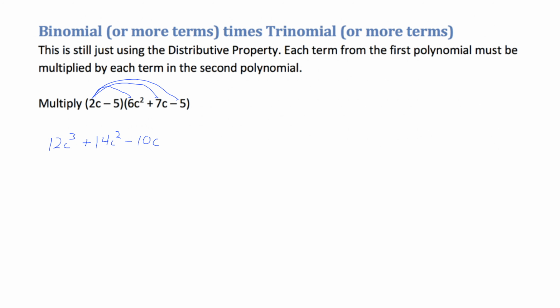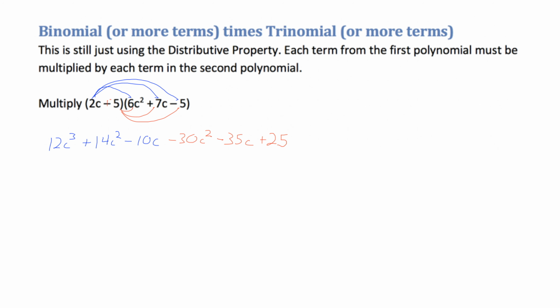10c. Now we have to take this second term and multiply it by everything. So realize this is plus and negative. You can write it in. You can just realize it because it's minus 5. So I'll write it in, but again, you don't have to. So negative 5 is going to get multiplied by all three terms. And so this will give us negative 5 times 6c squared is negative 30c squared. Negative 5 times 7c is negative 35c. And negative 5 times negative 5 is plus 25.